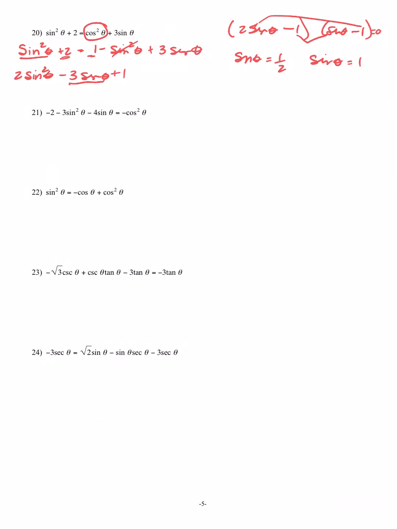So 90 has a sine of 1, and the two angles with a sine of 1/2 are 30 and 150. So there are your answers.